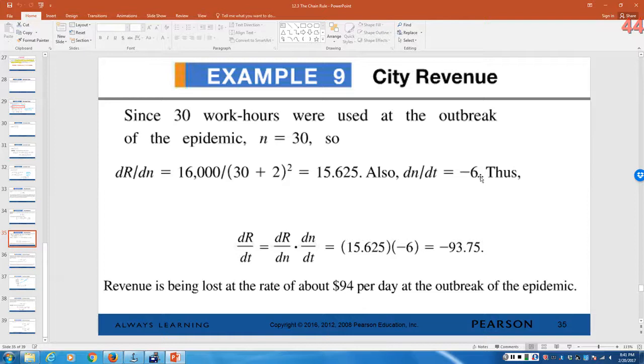And that product will give you the amount of revenue being lost, because this is how much per hour, and that's how many they're losing for each unit. So it's costing them about $94 a day at the outbreak of the epidemic.